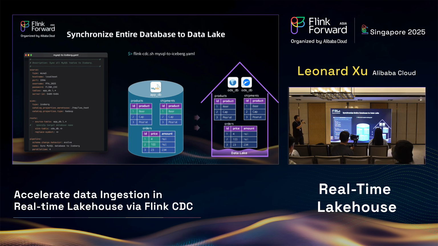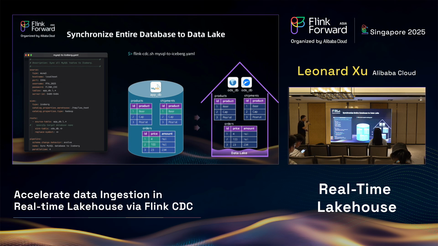The first one is synchronizing an entire database to a data lake. Imagine this is the most common use case. For example, you have an application database in your MySQL instance, and in this database, you have many tables with different table schemas. For example, you have products, shipments, and other tables. And we only need one Flink CDC pipeline to sync all these tables to downstream Iceberg or Paimon.